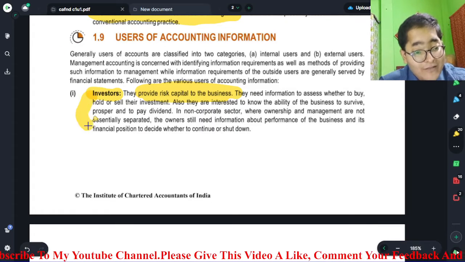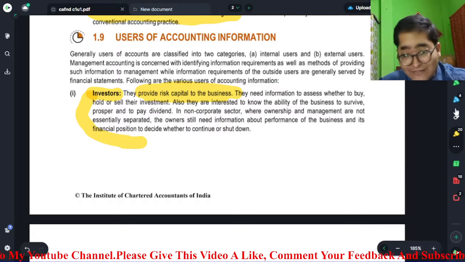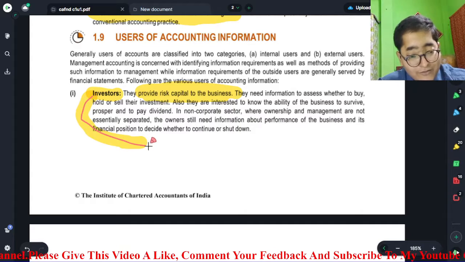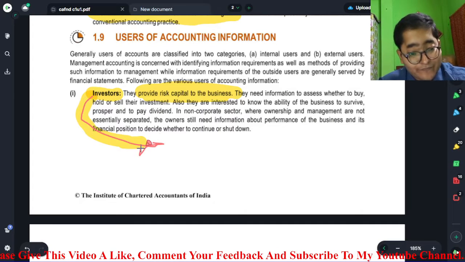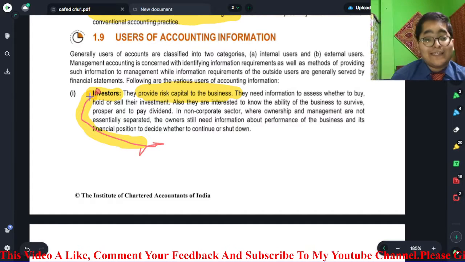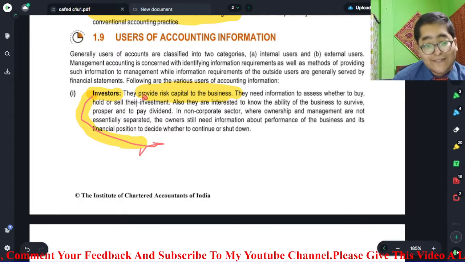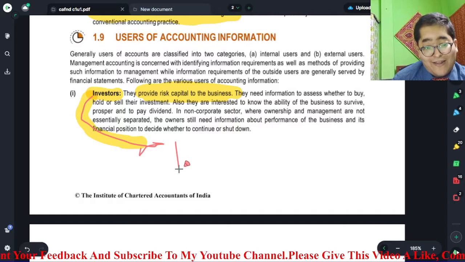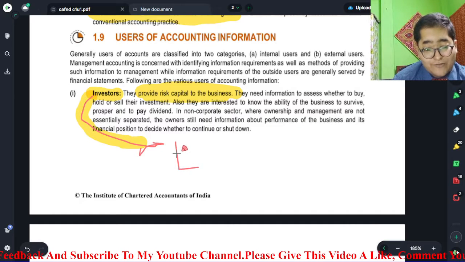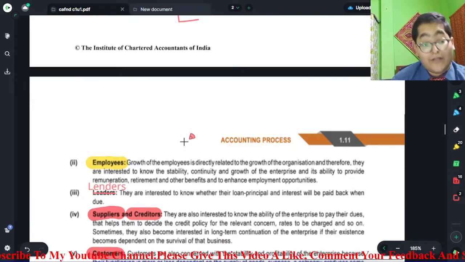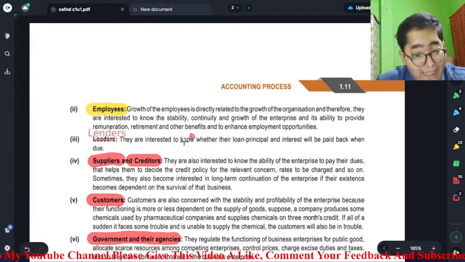So these investors are what type of users, internal or external? Yes, they are external users of accounting or the accounting records.